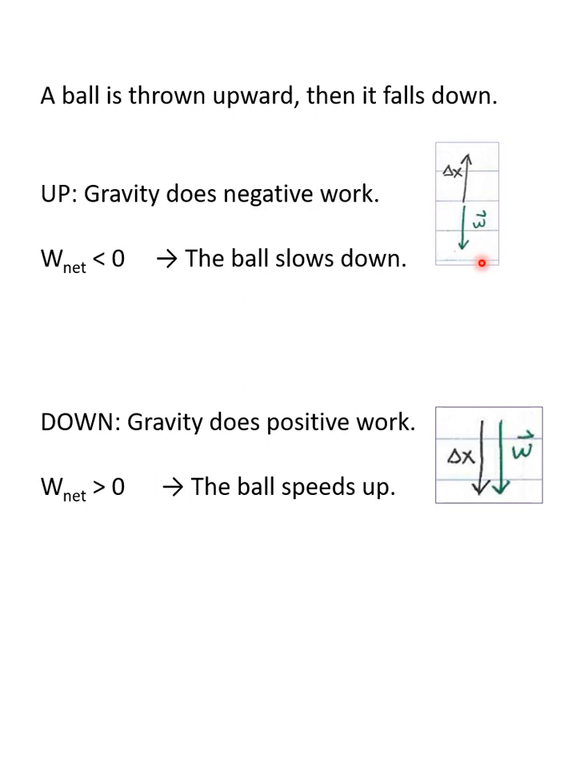And we know that when you throw a ball up in the air, the ball will slow down as it goes upward. Now, the ball then starts to come down. You can look at the picture. You can see the force of gravity is down. The displacement is down. So gravity is doing positive work because those vectors are in the same direction. So the net work is positive, therefore the acceleration is also positive, and the ball speeds up.